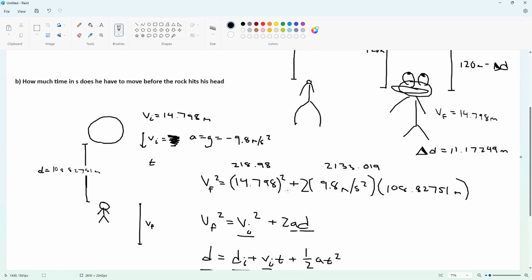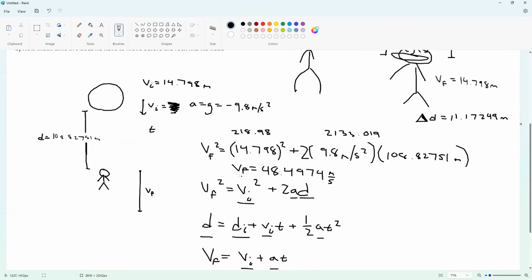You have to consider the context in which these things are happening. You can't just plug and play and expect all the numbers to be right. Because in this case, if we did, the numbers would be very wrong. So the answer I got, when we add these two, final velocity is going to be equal to 48.73.4974 meters per second. This is going to be our final velocity right here.